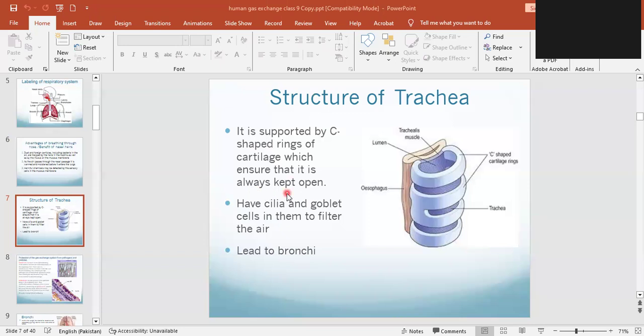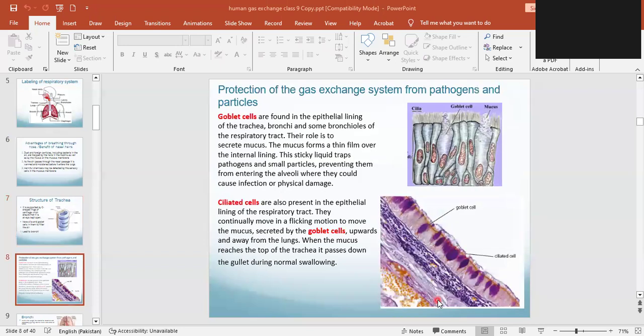So number one, it is supported by the C-shaped ring cartilage to ensure that it is always kept open. Number two, the whole trachea has a lining of ciliated and goblet cells. Ciliated cells are the ones that have cilia above them. Cilia are hair-like structures. They sweep, they move to and fro. Between these ciliated cells you have goblet-shaped cells, and they release a chemical known as mucus. Mucus is a sticky substance.